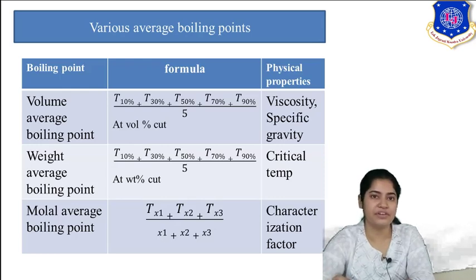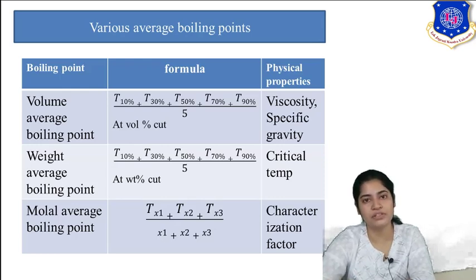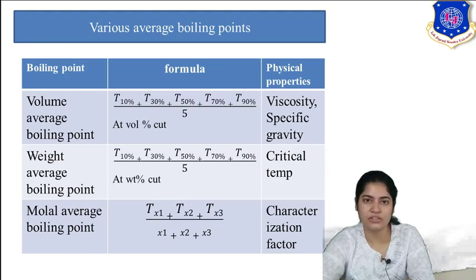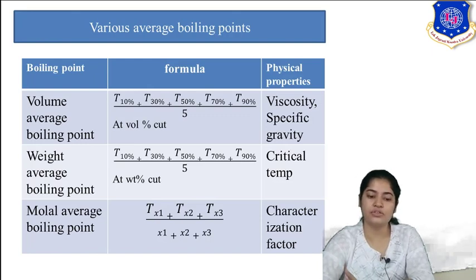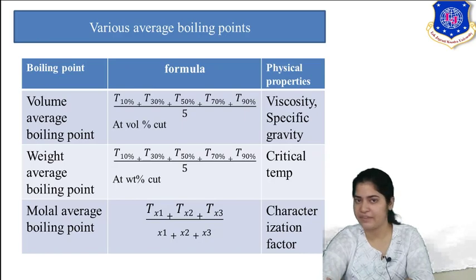Similarly, weight average boiling point. Now instead of volume percent, I am taking weight percent. It is used to know critical temperature. Similarly, molar average boiling point. Now instead of the 10% volume cut, I am taking my mole fraction: the temperature at that mole fraction divided by the total moles of your components. It is used to define the characterization factor.